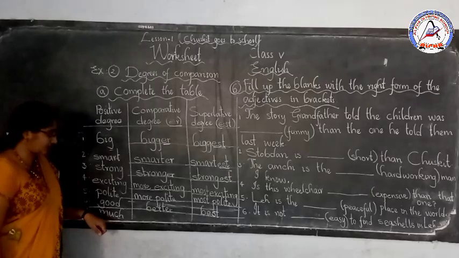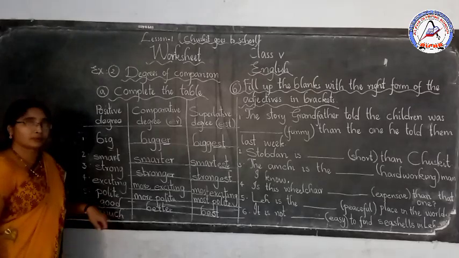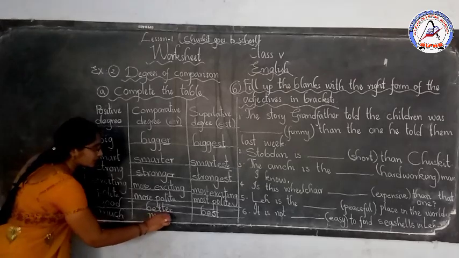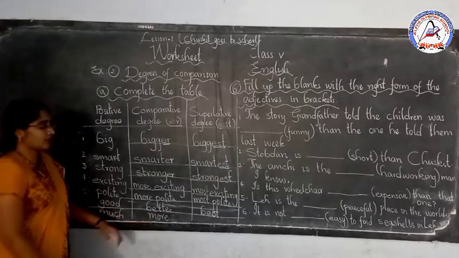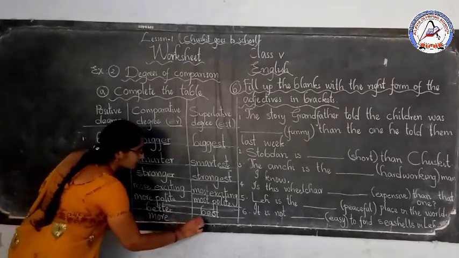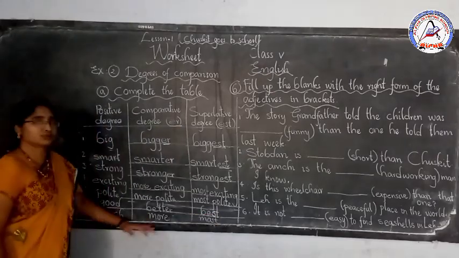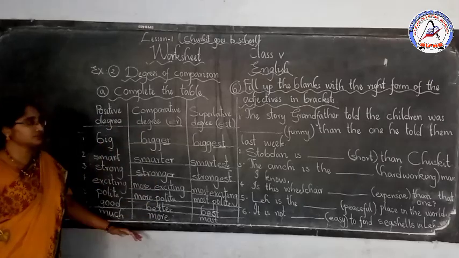Let us see this one. Much. What is the comparative form of much? Much, more. And what is its superlative form? Most. Much, more, most. Have you understood how to do this?